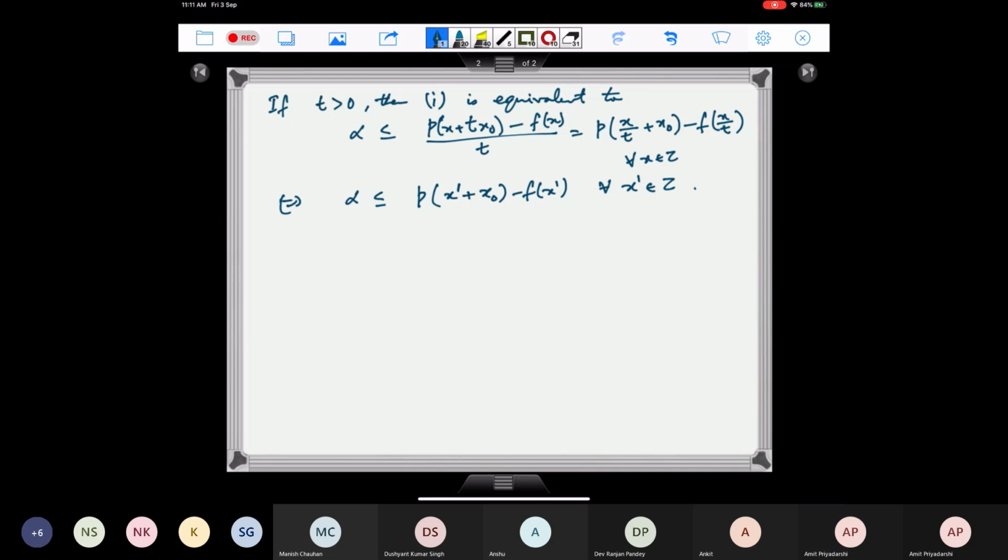if alpha is less than or equal to p of x by t plus x naught minus f of x by t, where t is positive, then if I have any x prime in Z, we can write this x prime as t times x prime by t, and then you see that t times x prime is also in Z. So because this is true, this will be true, and if this is true for every x prime in Z, then x by t is also in Z, so this is true.